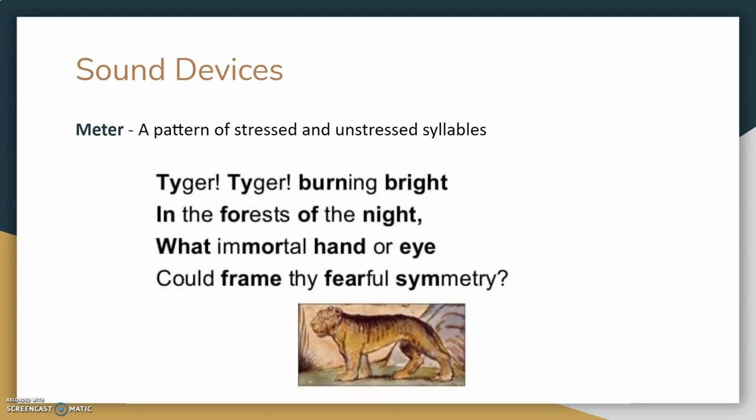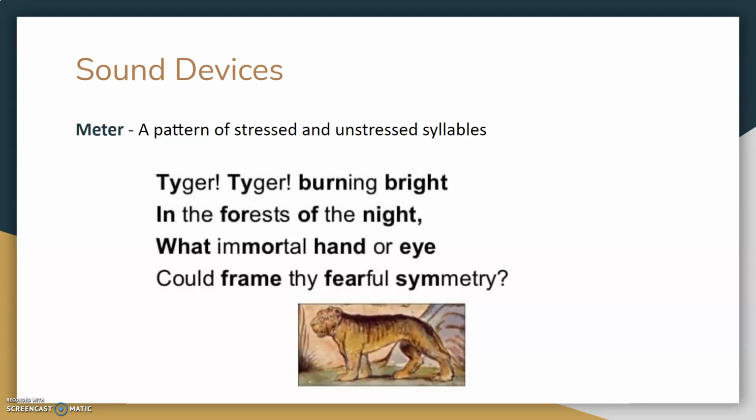Tiger, tiger, burning bright in the forest of the night, what immortal hand or eye could frame thy fearful symmetry? And when I read the poem like that, you can kind of hear the beat, you can hear the meter. It sounds musical. It sounds almost like there are drums playing in the background. Okay. So this is another technique that makes the poem sound a certain way, sound pleasing to the ear.